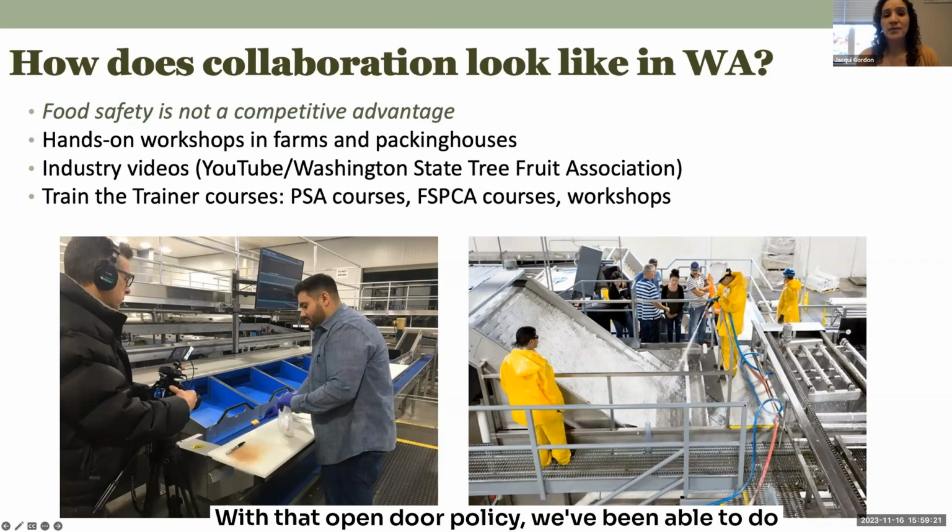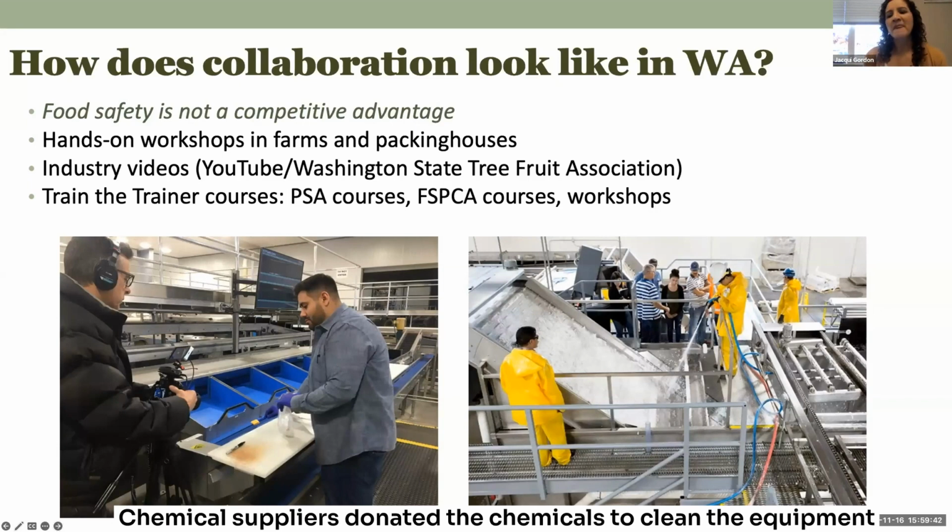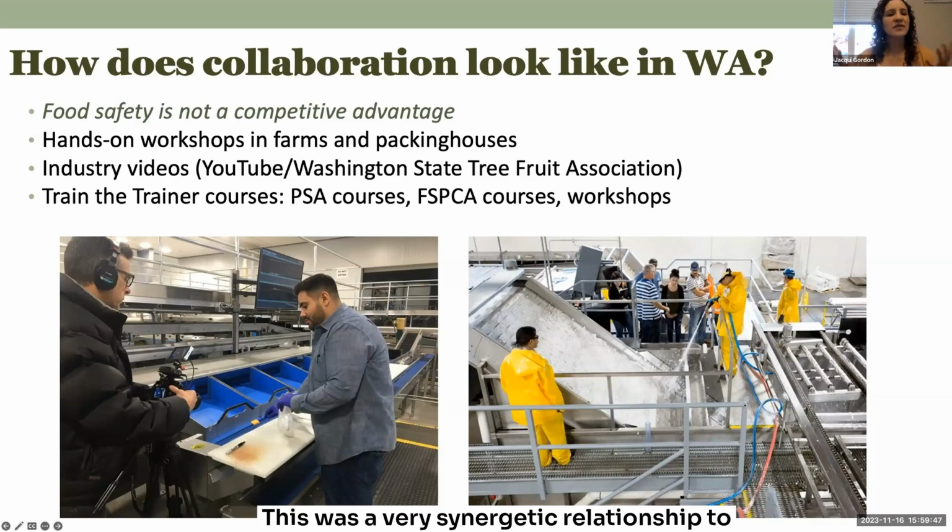On the right, you can see a cleaning and sanitation workshop where we did that in several packing houses in Washington. Our trainers were food safety managers. Their cleaning and sanitation crews were the ones demonstrating how to clean the equipment. Chemical suppliers donated the chemicals to clean the equipment. And academia was involved to do classroom presentations. This was a very synergetic relationship to create one great workshop for the industry. And we have done environmental workshops, water testing workshops, following that same model.